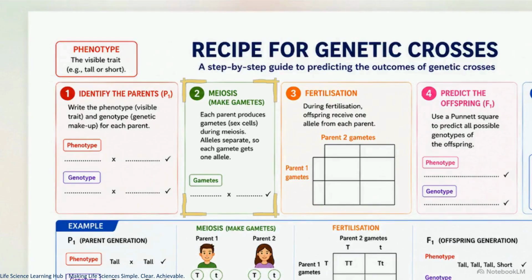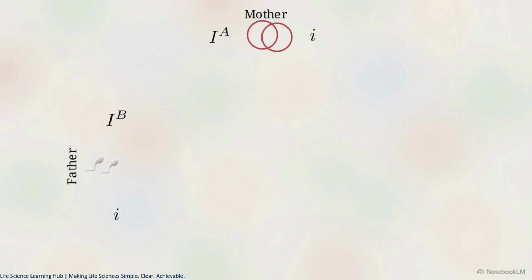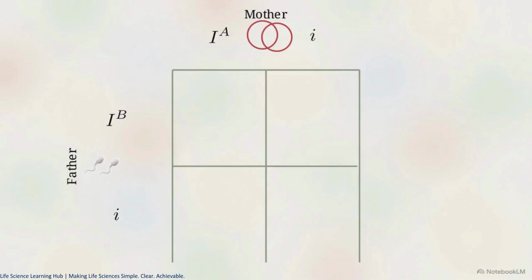Now we can predict the outcome for their child. Look at the green panel in this chart. During meiosis, a parent's two alleles separate, so that each gamete, or sex cell, receives only one. When the mother's genotype splits, she will pass on either a dominant A allele or a recessive i allele. The father's sperm cells will carry either a dominant B or a recessive i. We can map these possibilities using a Punnett square.